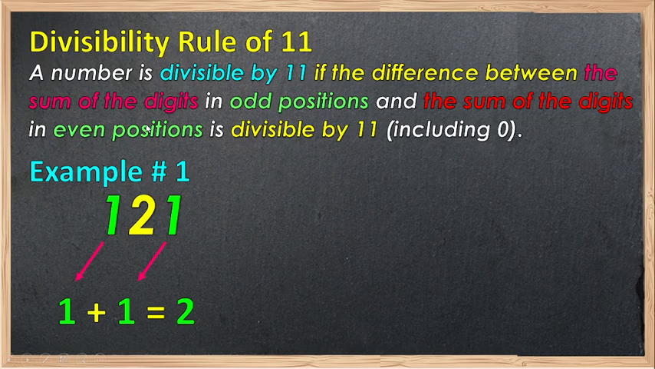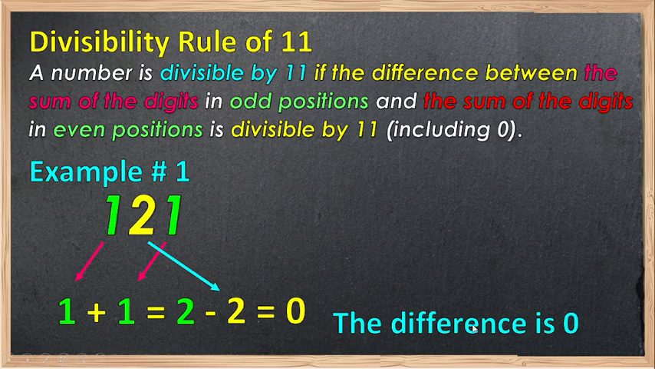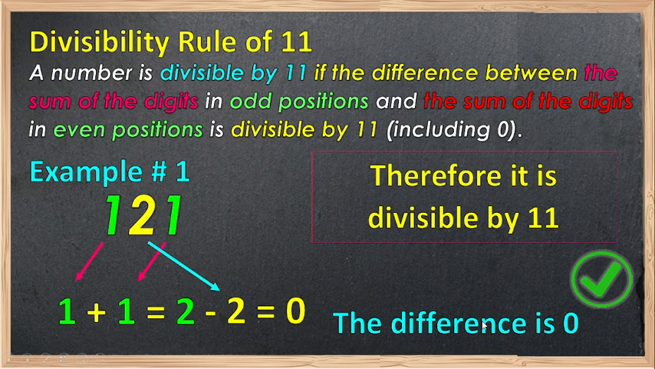And then you get the sum of the even position. The even position is only 2, therefore the answer is 2. Then you get the difference: 2 minus 2, the answer is 0. So, according to the rule, if it's 0, it is divisible by 11. The difference is 0, therefore it is divisible by 11.